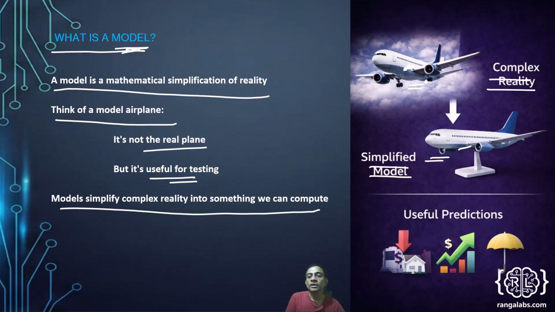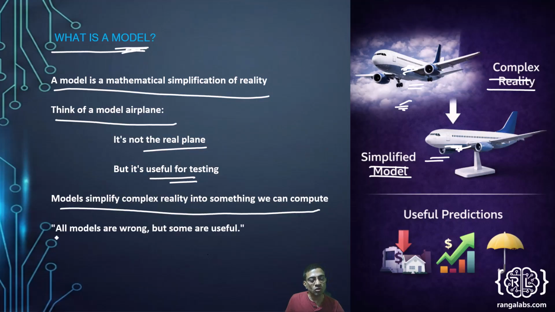We cannot build the whole actual plane and then put it to test, right? There might be some destructive tests which can be done on the plane, where one plane can be tested, but you cannot test all the planes which are manufactured, like what we can do in a model. That will be too expensive for manufacturers. Okay, so that is why we make a model of the actual complex aeroplane.